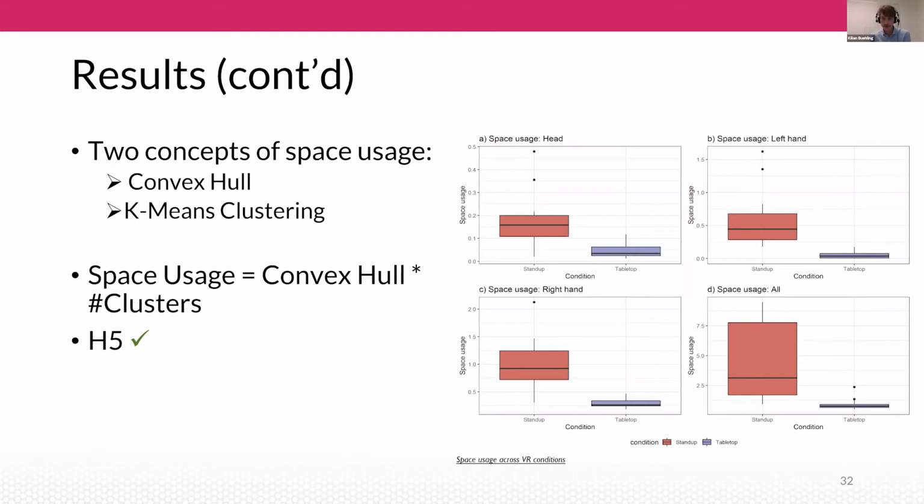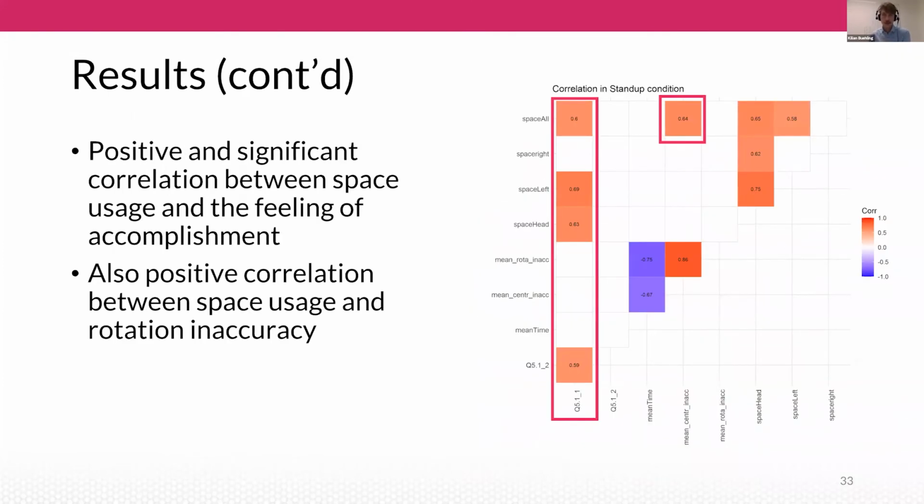It comes as no surprise that stand-up condition users took up more space for the head, the left hand, the right hand, and overall, just because they can move around freely in their virtual space, whereas the tabletop users were sitting at a desk, so they didn't have the chance to move around as much. But we can see on the next slide exactly how this correlates with performance and accomplishment and satisfaction.